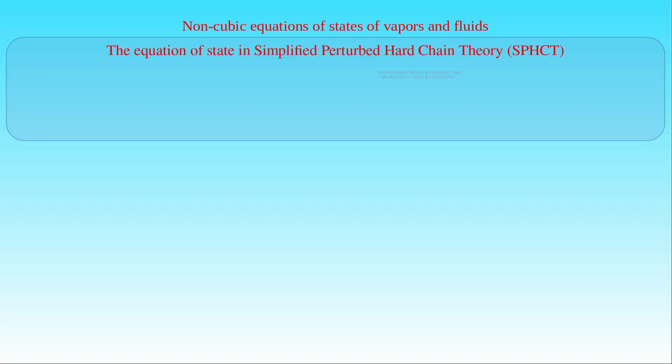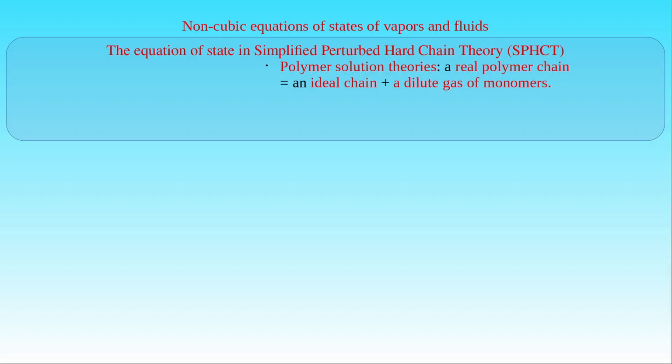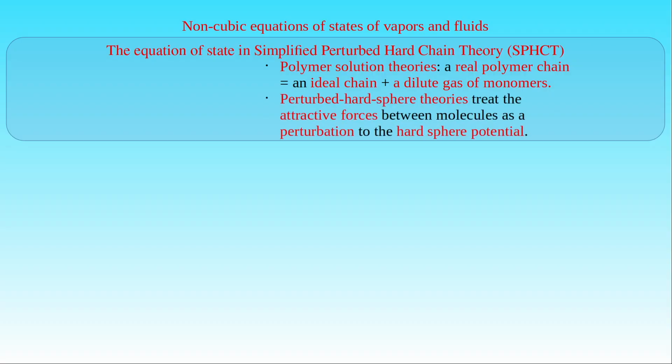Polymer solution theories rely on the assumption that we can consider a real polymer chain as composed of two components, an ideal chain providing the entropic contribution to the system and a dilute gas of monomers providing the energetic contribution to the system. The core idea of perturbed hard sphere theories is to treat the attractive forces between molecules as a perturbation to the hard sphere potential, which simplifies calculations while still capturing essential fluid behavior. In the simplified perturbed hard chain theory, a simple analytical equation for chain-like molecules interacting with a square well potential is derived by replacing the complicated attractive term in the perturbed hard chain theory.